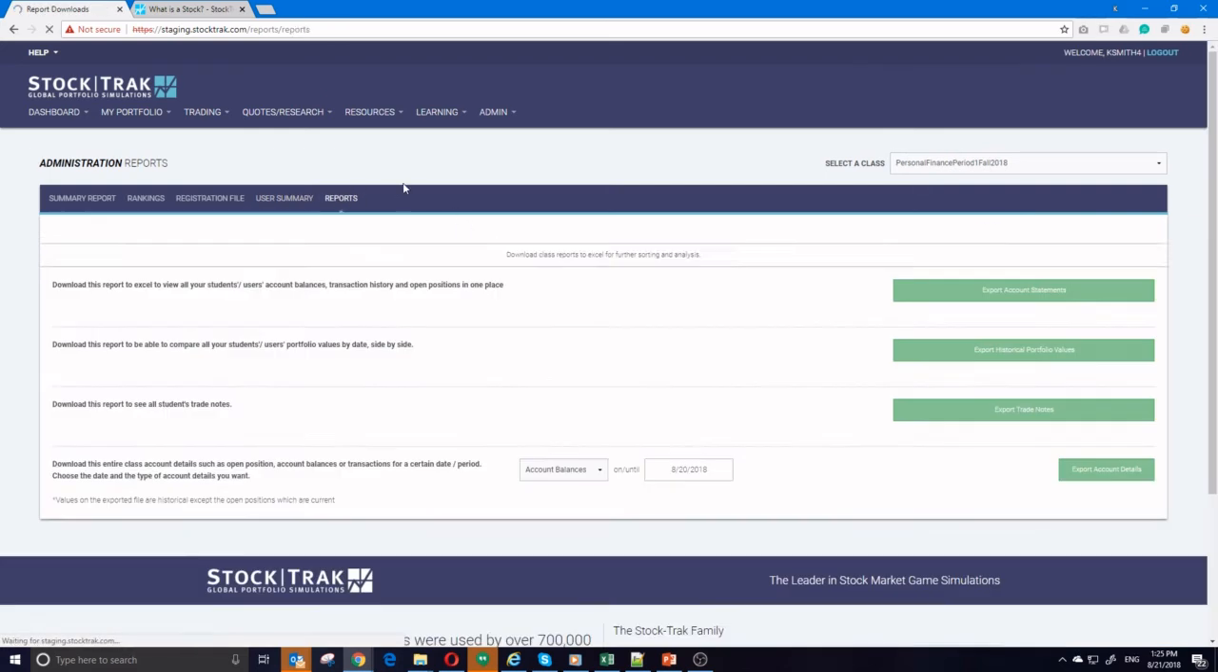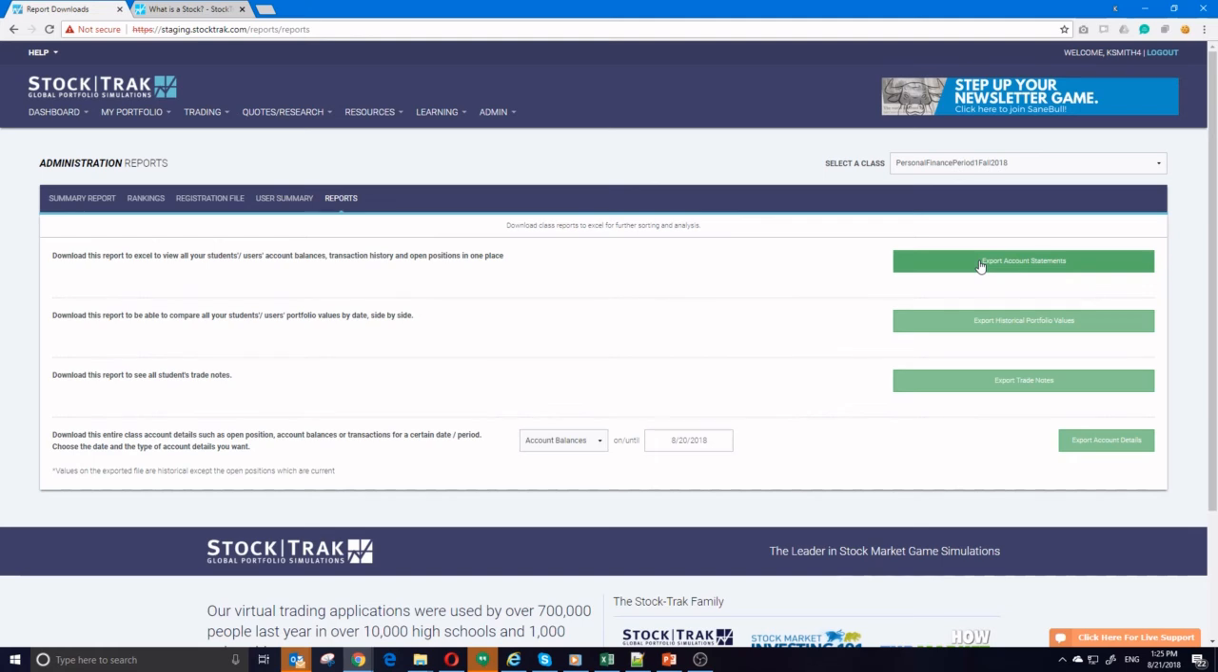And finally, this Reports tab will allow you to export all of this data to Excel or any other spreadsheet program. This account statements report will give you a giant spreadsheet showing each student's open positions, transaction histories, and account balance data for every single student, one after another, for the entire competition. The historical portfolio values will show you every student's portfolio value at the end of every day of the competition, and trade notes will let you see all of the students' trading diaries for the entire competition.